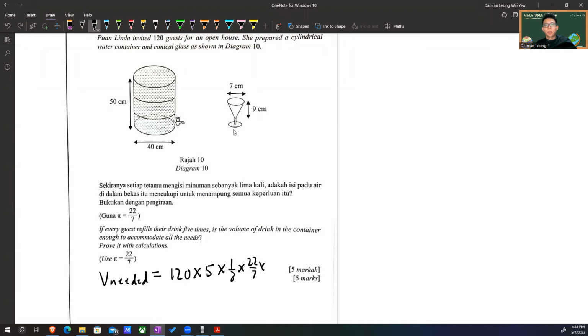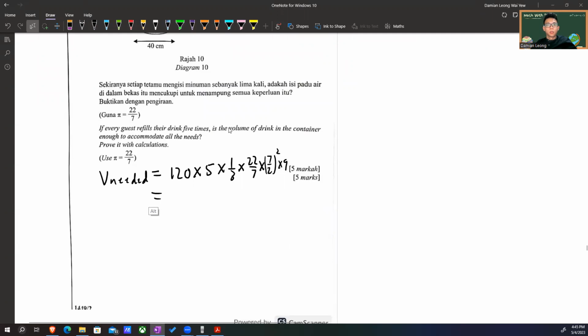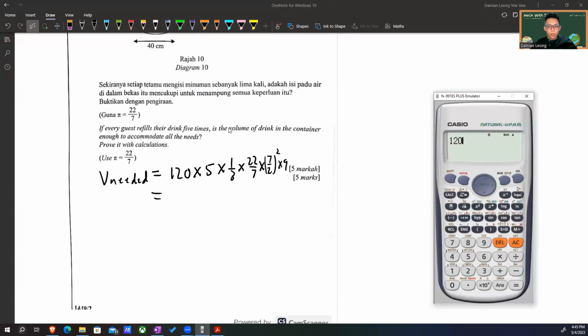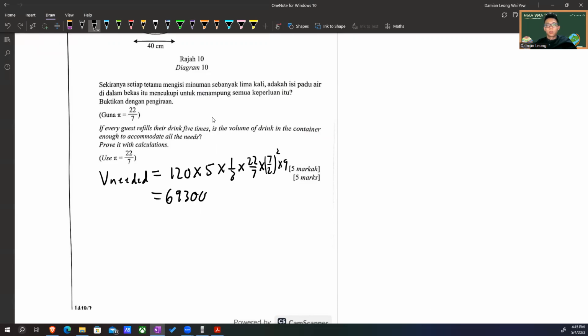Pi 22/7 times radius square, 7/2 square, times height 9. So calculate that. It's 120 times 5 times 1/3 times 22/7 times 7/2, which is 3.5, 3.5 square times 9. So it is 69,300 cm cube. That's the volume that is needed.